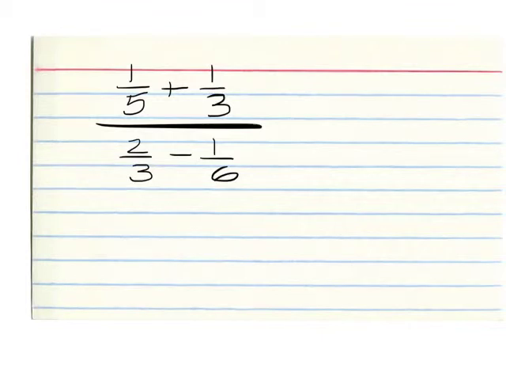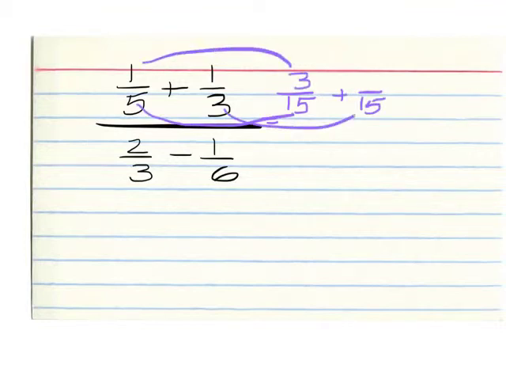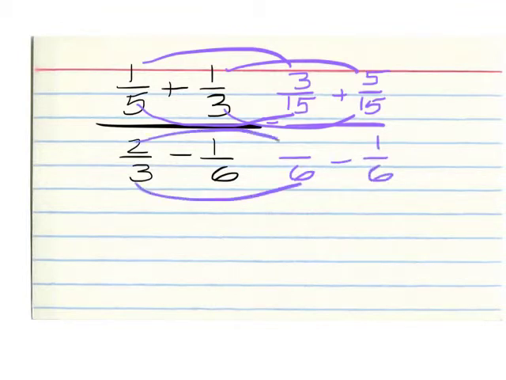Solution for practice 3. On the top, you're going to need a common denominator of 15. And when you do that, this is by 3, so that's where we get a 3 here. And then by 5, that's where we get a 5. On the bottom, common denominator is 6, which means the right-hand fraction doesn't change. That's by 2, so we get a 4 there.